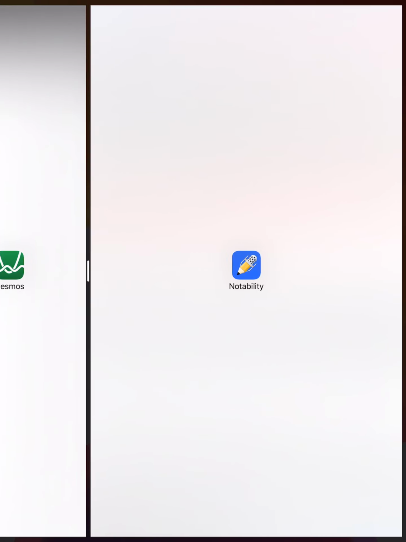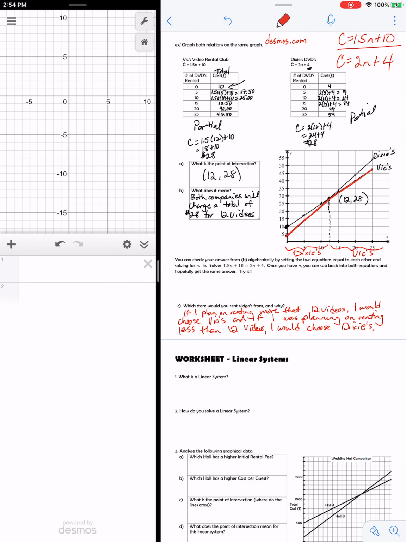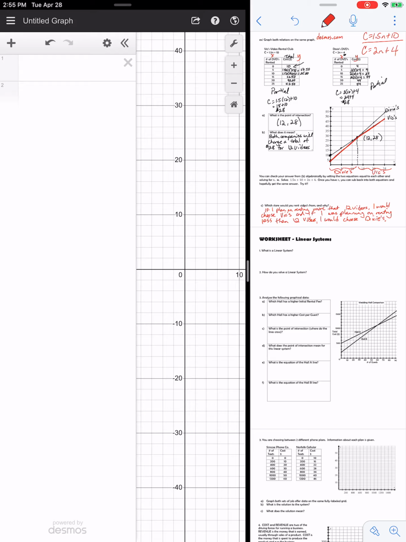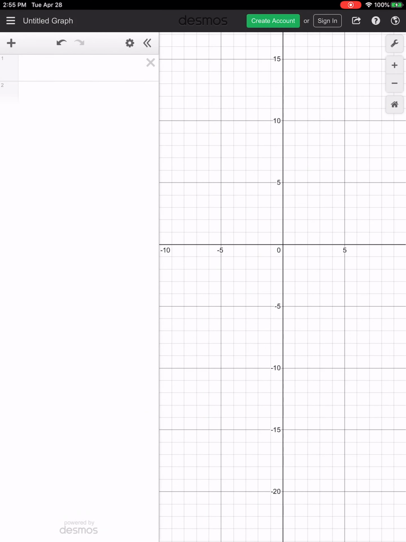So I'm just going to do this. Remember, the x's are on the left and the y's are on the right. It goes in alphabetical order. X is on the left and y's on the right. So when you open Desmos, you basically get yourself a graph, and this isn't going to look exactly like yours. Okay, so this is kind of what you get.